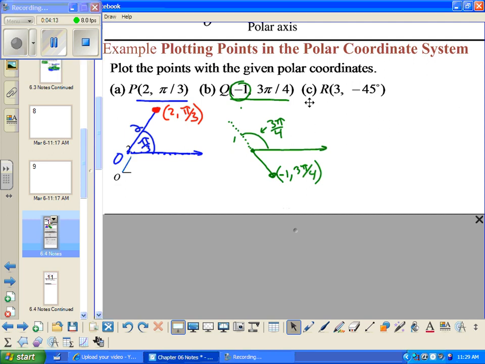And then the last example here, (3, -45 degrees). Again, this being our O, the horizontal heads this way. Now we're going -45 degrees, which would be this direction, and we're going 3 units out, which would mean this is an angle of -45 degrees. This has a length of 3, which means this is the point we want right here: (3, -45 degrees).